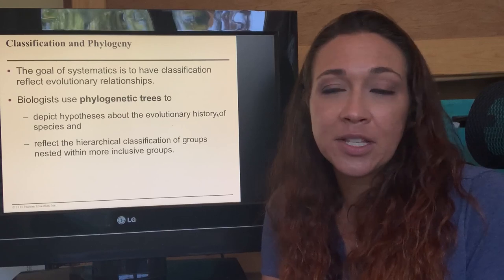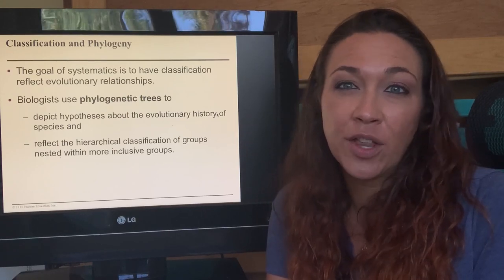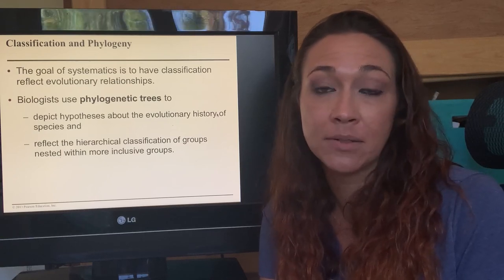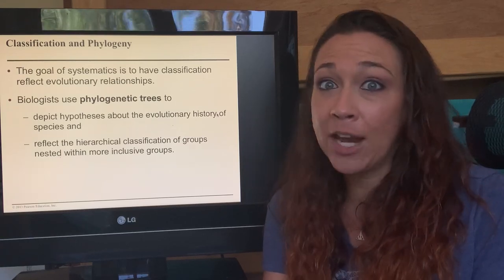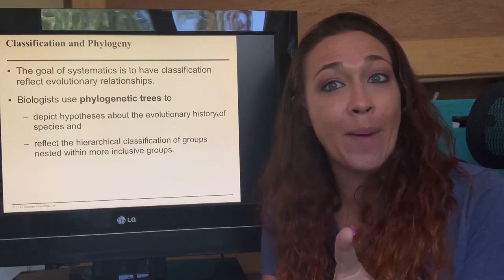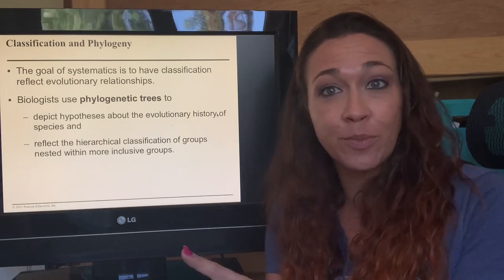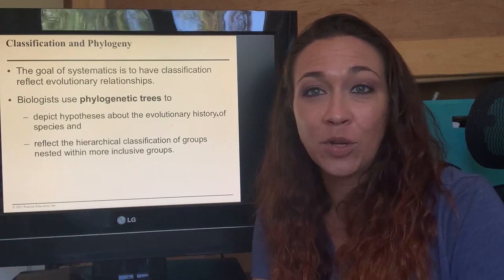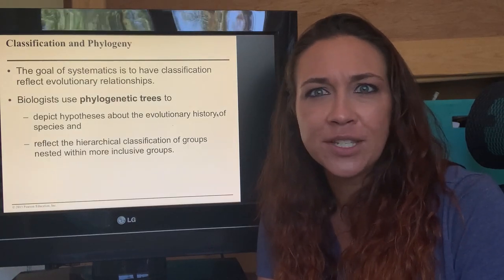So what we're trying to do is break them down into groups. And so these phylogenetic trees are almost like us guessing how we think it actually happened. Can we test it? No. Can we nowadays with technology look back at genetics and determine if we are correct? Yes, we can.